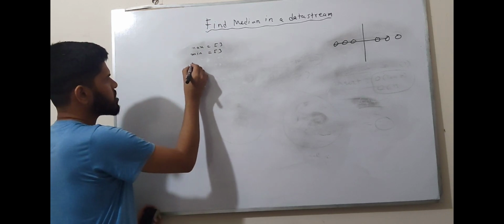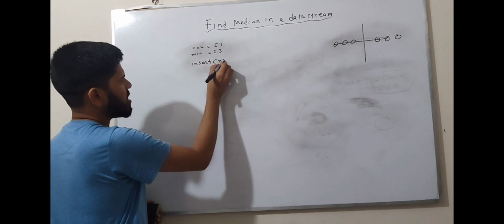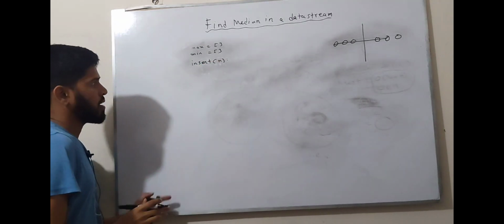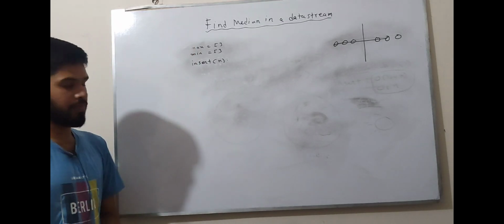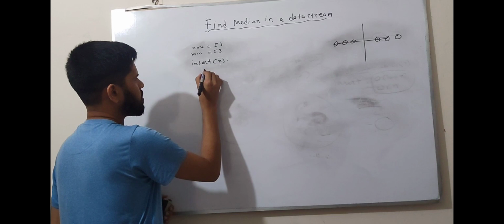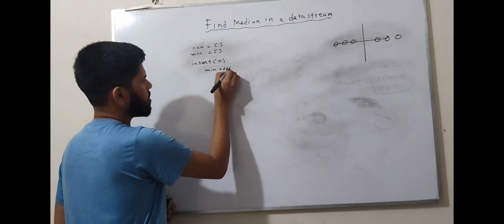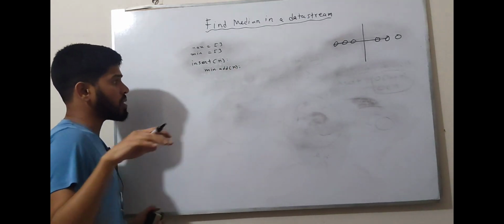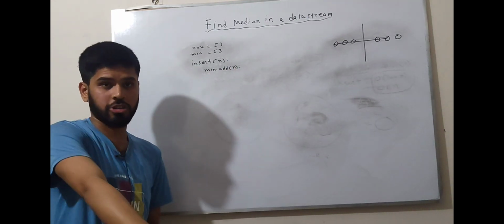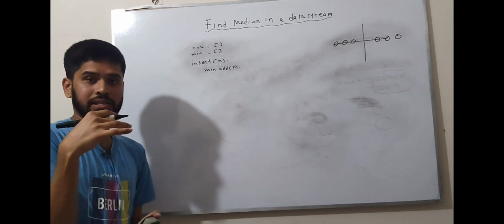Now let's implement our insert method. Insert takes n, a number. We're going to insert in our data structure, minim and maxim. First, we're going to insert in our min heap: min.add this number itself. Now we're going to remove whatever the minimum we have in our min heap and add it back to our max heap.